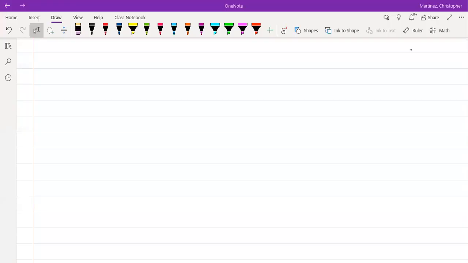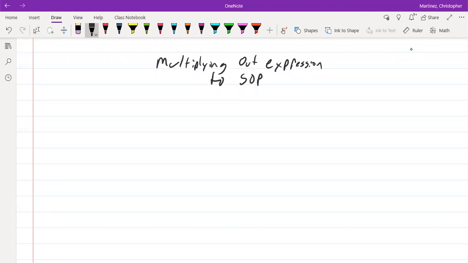All right, we're going to be looking at multiplying out an expression. So we looked a little bit at this a couple of lectures ago, and we're going to multiply out the expression to the SOP form. Okay, so last time we discussed simplifying. We looked at the distributive law.